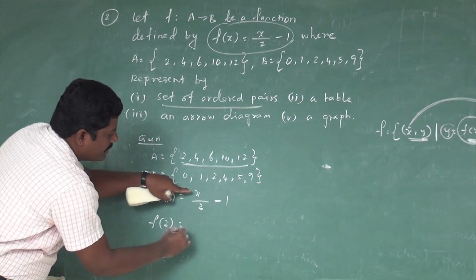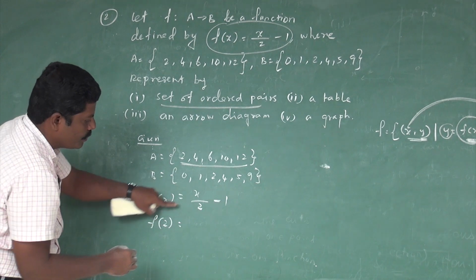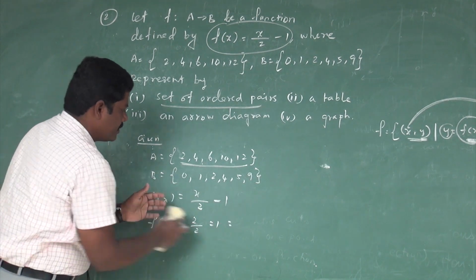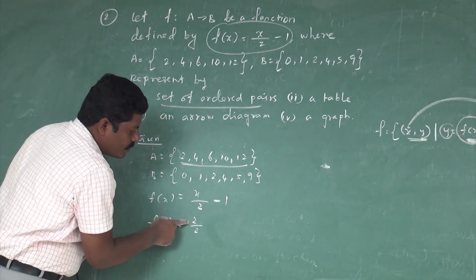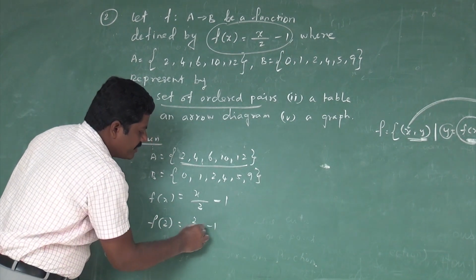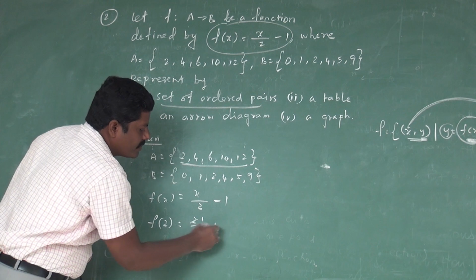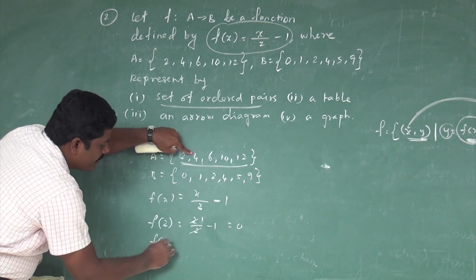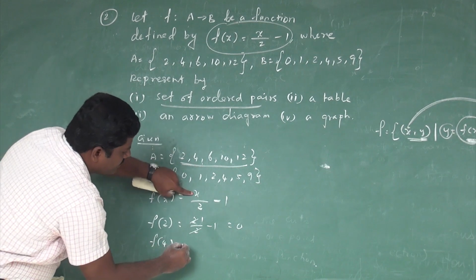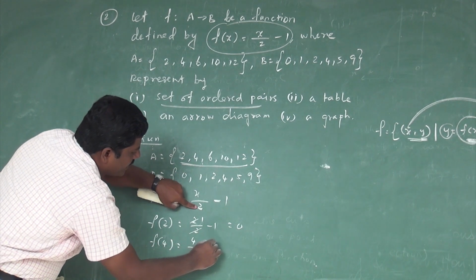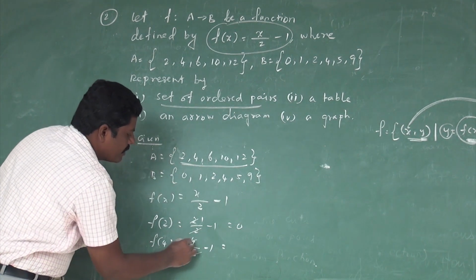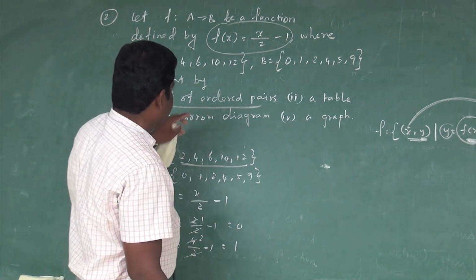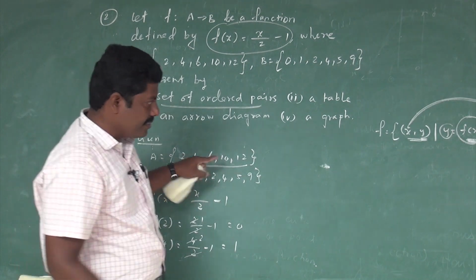f of 2 is equal to, instead of x you substitute 2. So 2 divided by 2 minus 1. We can cancel this to 1. 1 minus 1 is 0. Next you take x value 4. f of 4 is equal to 4 divided by 2 minus 1. We can cancel this: 2 times 2 is 4. 2 minus 1 is 1. Next you take the third element, 6.